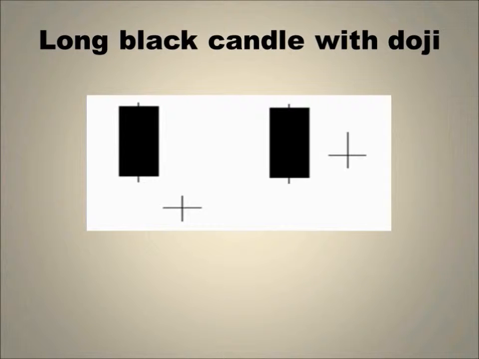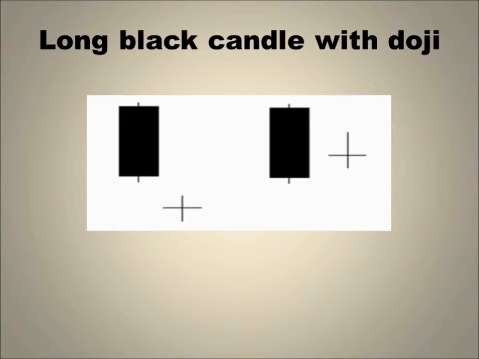So now we have a long black candle with a doji. In this session right here, we have some indecision. We don't see the sellers taking control of the market in this session. However, we did see some defensive moves from the buyers trying to prevent the market from going down too far. So this pattern just might tell us that the end of the bear market is upon us.